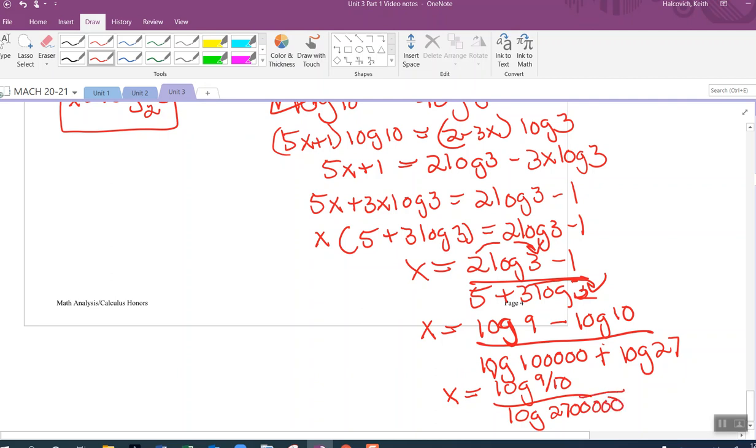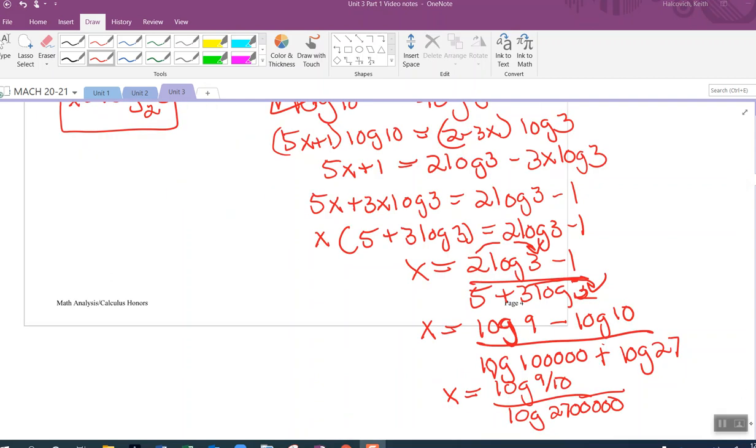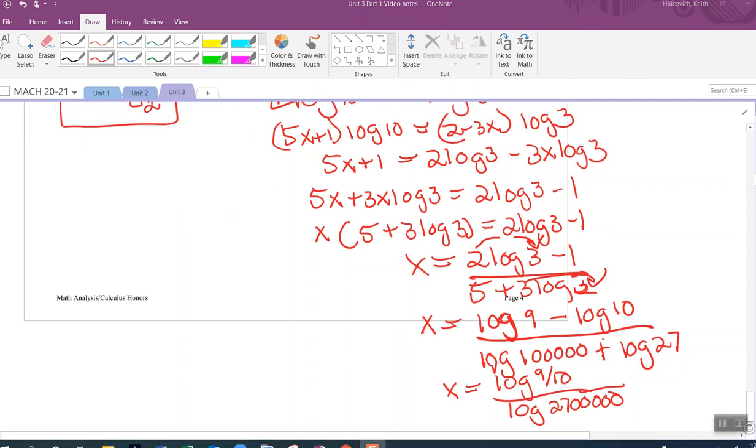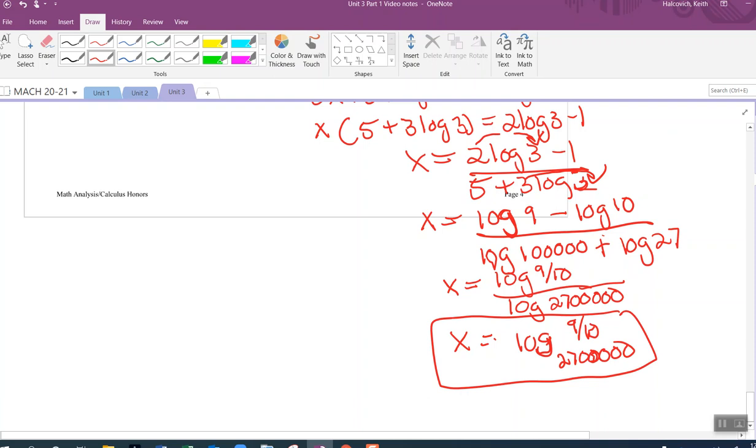And then the change of base formula says that you can rewrite this as log base 2,700,000 of 9/10. And that is your final answer.